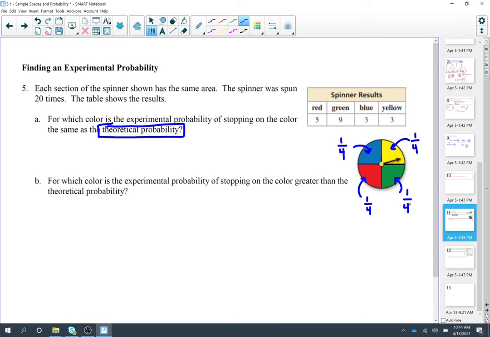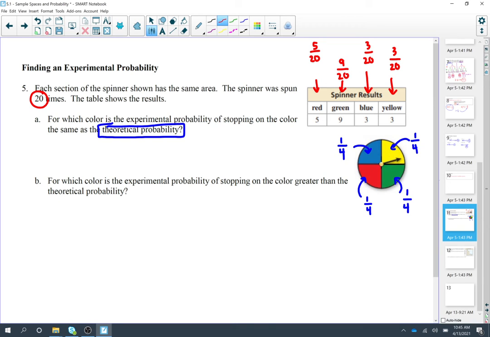Now, if I look at the results from the table, and we know that we spun it 20 times, well, red, I spun 5 out of 20. Green, I spun 9 out of 20. Blue, we spun 3 out of 20. And yellow, we spun 3 out of 20.